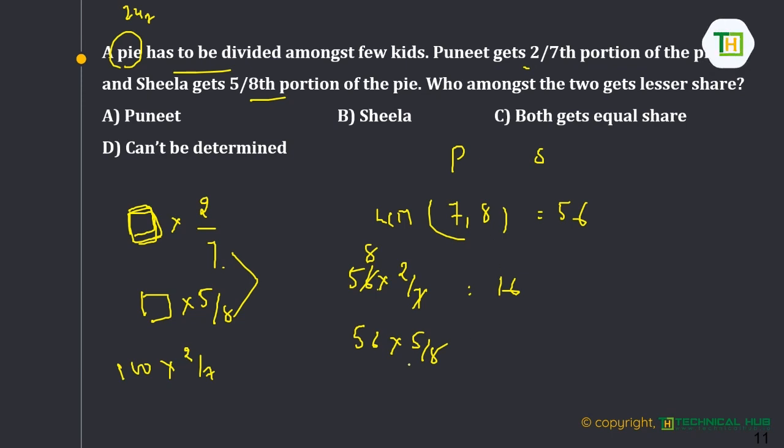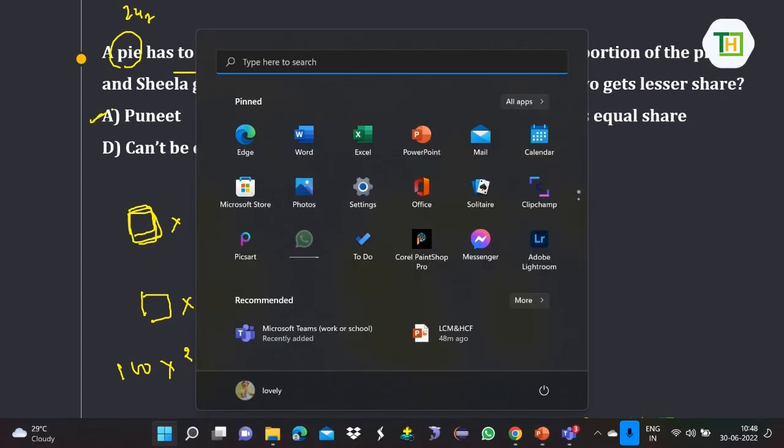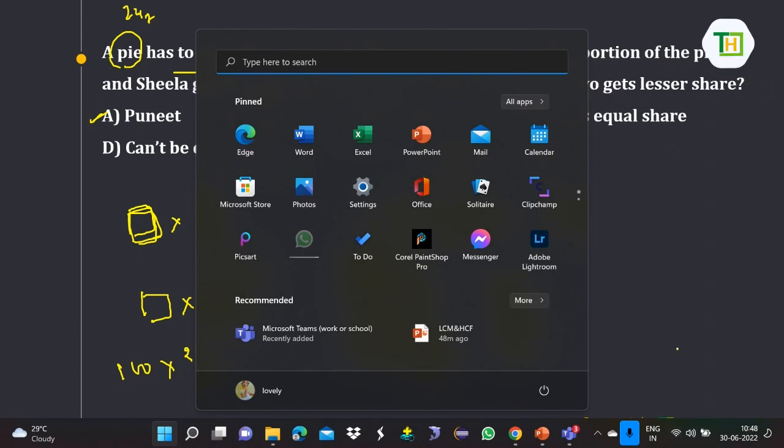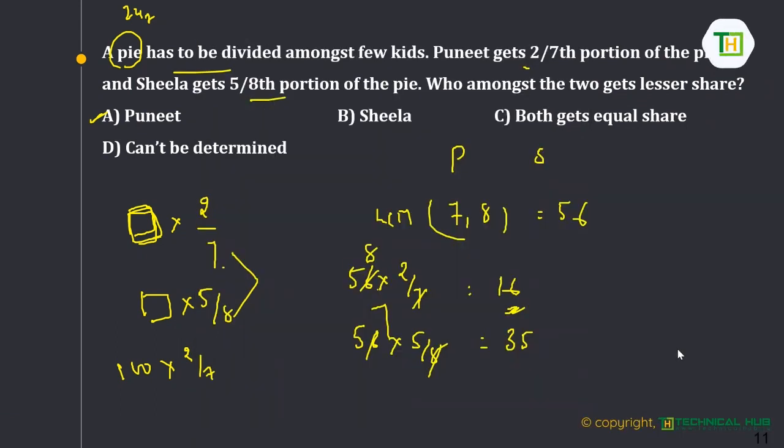And similarly, what is the share of Sheila? So the share of Sheila is equal to 35 rupees. Then compare: 16 is lesser or 35 is lesser? So 16 is the lesser. They're asking who among the two gets the lesser share. So 16 is Punit's share. So the answer for this question is option A. Hope it's clear to everyone.